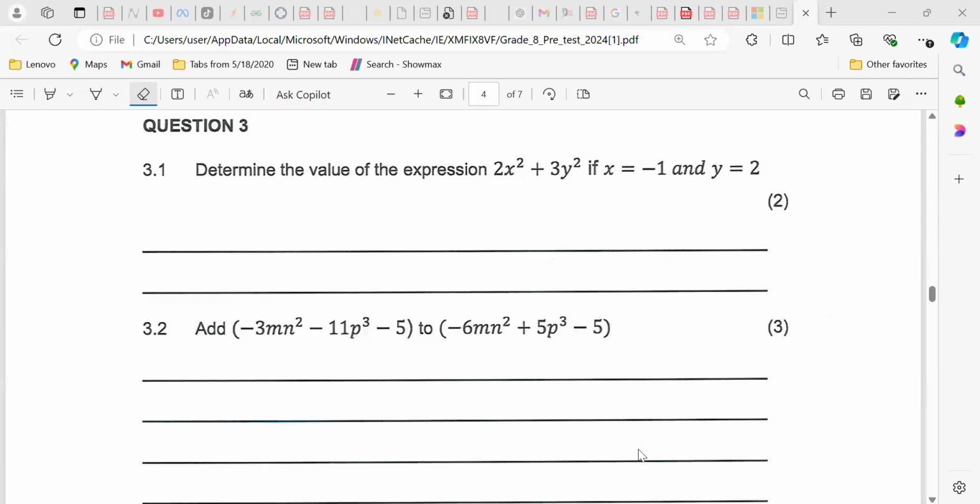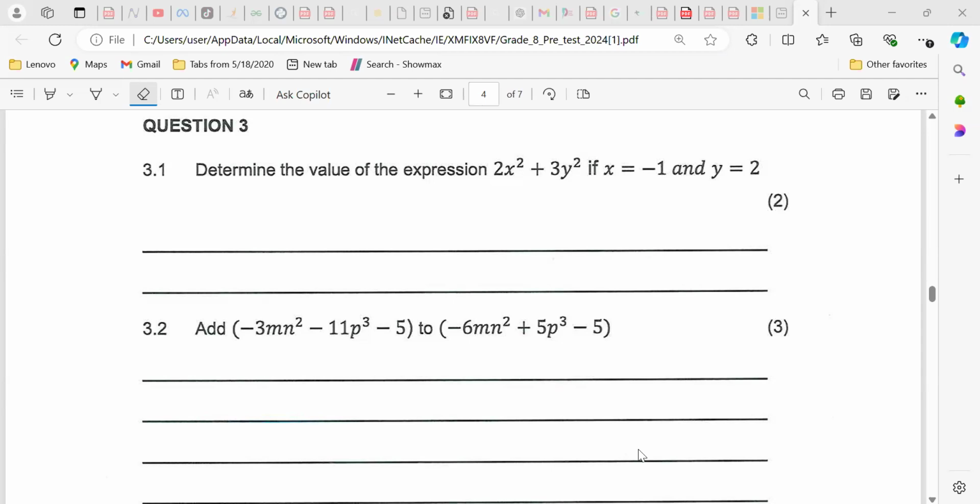Determine the value of the following expression. So I'm given the expression 2x squared plus 3y squared, if x is equal to -1 and y is equal to 2. Yesterday we spoke about this. We said, what does this mean? What does this mean? We're going to substitute. This is what we call substitution.